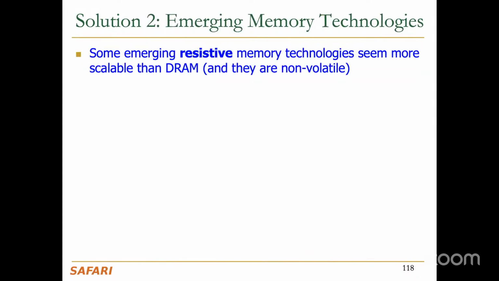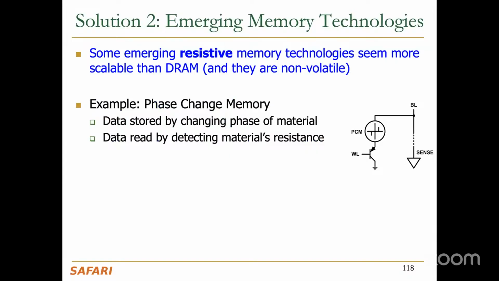The other direction that we're going to look at is emerging memory technologies, like some emerging memory technologies that seem more scalable than DRAM, for example. These are resistive memory technologies, and they're non-volatile. Phase change memory is one example. Let me give you very quickly what's coming. Essentially, in phase change memory, the fundamental operational principle is different from DRAM. It's not charge-based. You store data by changing the phase of a material.